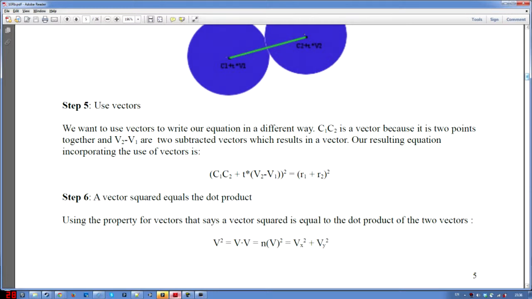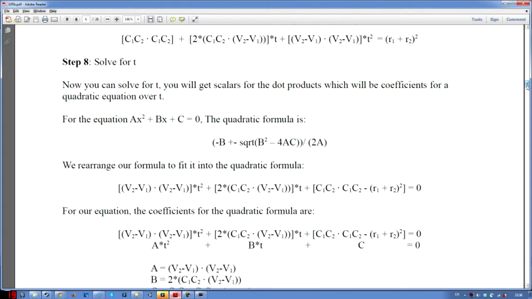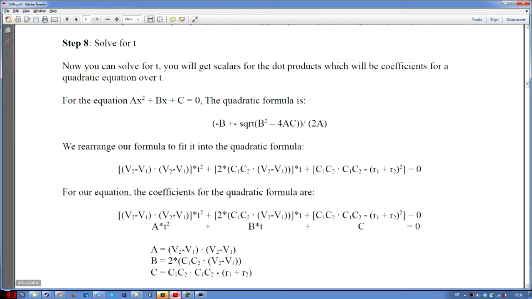When we plug those into the equation and square both sides, we end up with a quadratic equation which has a lot of dot products in it. In that quadratic equation, we have three coefficients. A is the velocity difference, v2 minus v1, squared, or dot product against itself. B is 2 times the vector between the centers dotted with the velocity difference. And C is the vector between the centers squared minus the distance, which is the sum of the two radii of the circles.